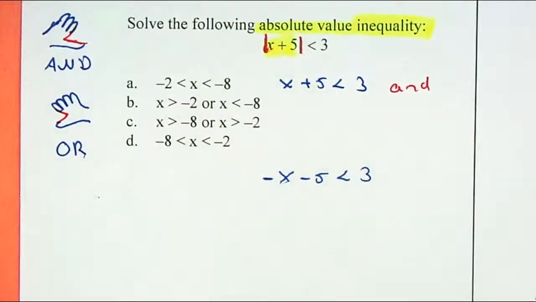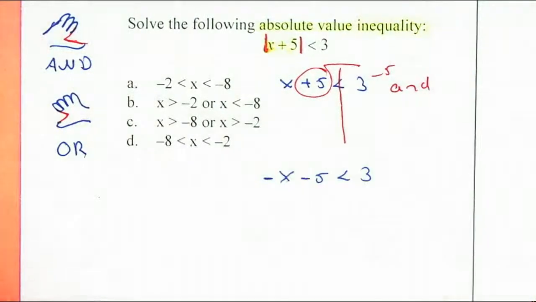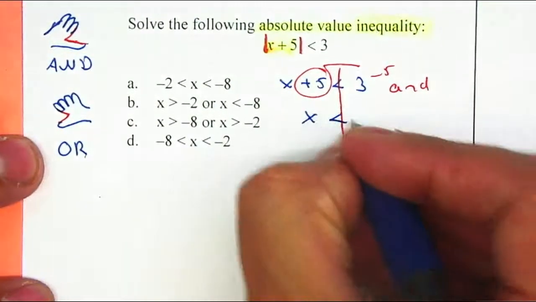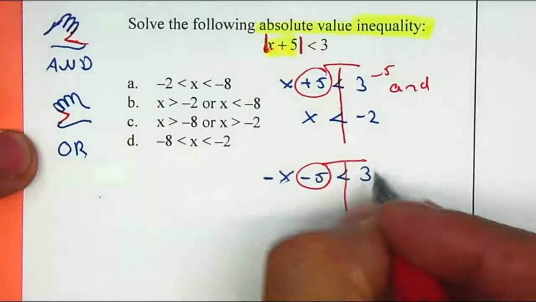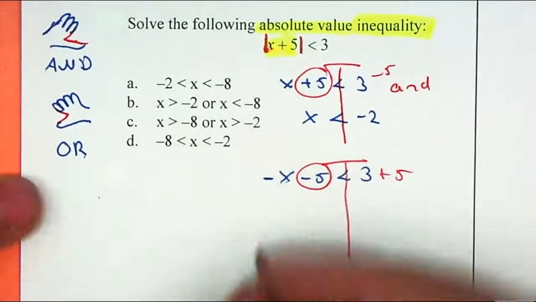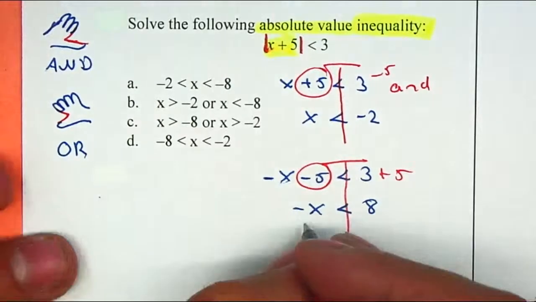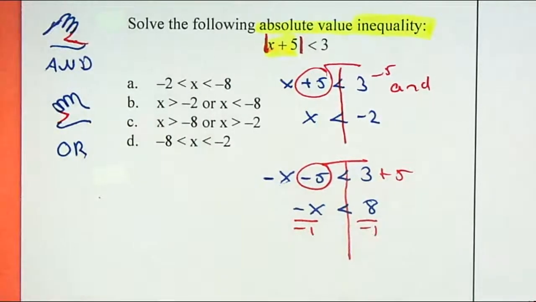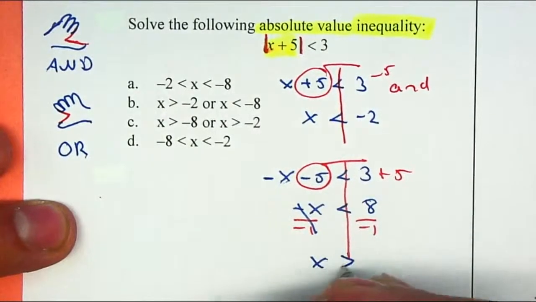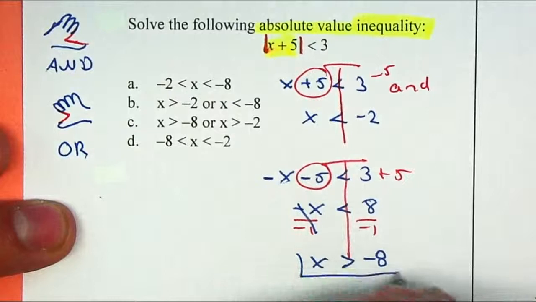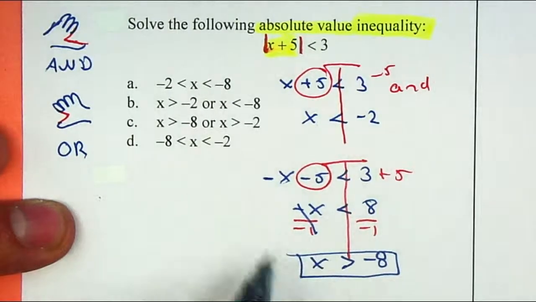And now we need to solve it individually. I'm going to move my 5 to the right, becomes a negative 5. X is less than negative 2. I'm going to move my negative 5 to the right, becomes a positive 5. Negative X is less than 8. I'm going to leave the X by itself by dividing by negative 1 on both sides. That cancels, so X is greater than negative 8. Don't forget that whenever you divide by a negative number, you have to flip the inequality.